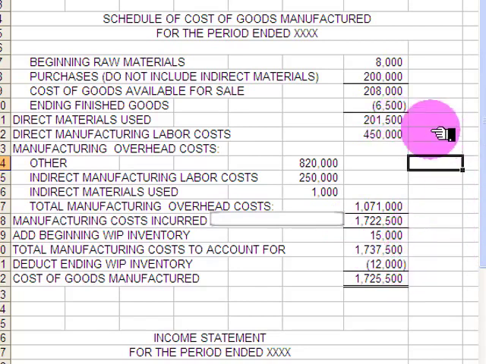I don't care whether you do the schedule in this format or whether you separately do a raw materials inventory flow to get direct materials used and a work in process inventory flow to get cost of goods manufactured. I think the inventory flow approach is a little bit cleaner and simpler.